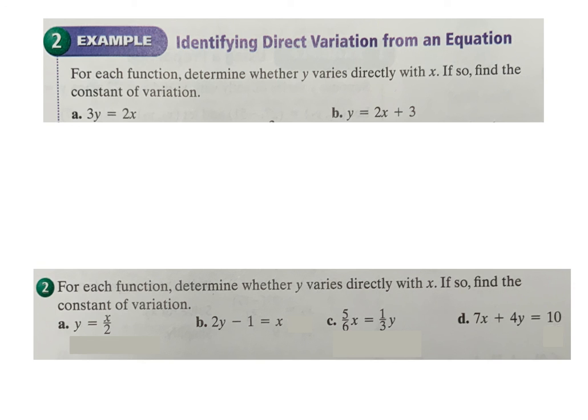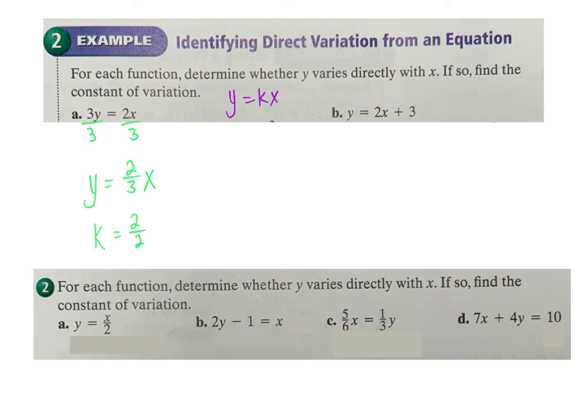variation? All right. So let's look at the first one, 3y equals 2x. We are looking for, is it in the form of y equals kx, or can it be? All right. So for this first one, is it in the form y equals kx? No. Can it be? How would I put it into the form of y equals kx? Yeah, I'm going to divide by 3. All right, so we have y equals 2/3 x. So then what would be my constant of variation there? Yeah, the constant would be 2/3.